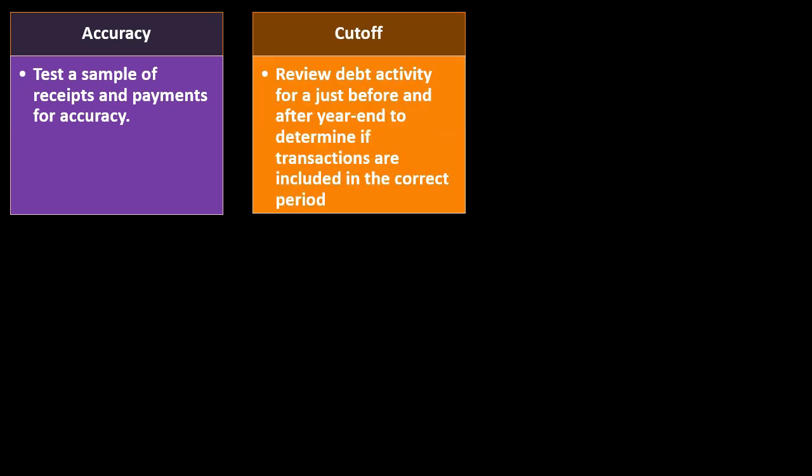Then we have the assertion of accuracy. Test a sample of receipts and payments for accuracy. So we're going to test a sample. We're going to go through and take a look at the receipts and the payments and test those for accuracy.